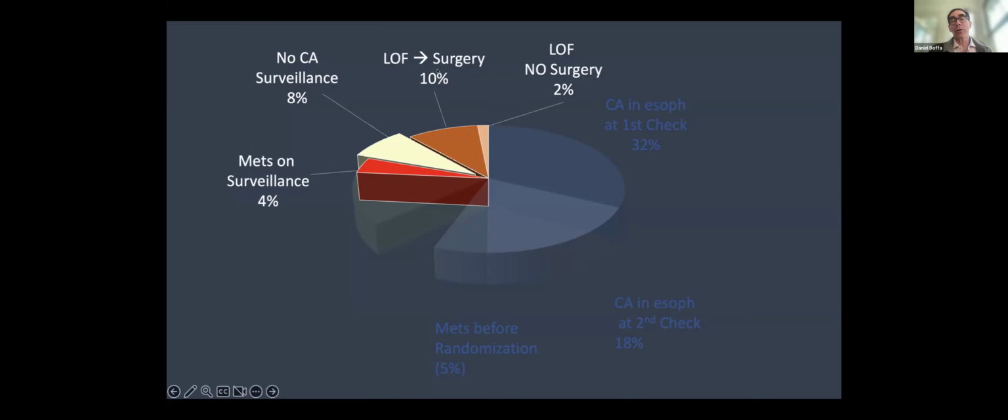Local only failure means they found the cancer in the esophagus, but nowhere else. That happened 12% of the time. 10% of them went on to surgery, while 2% did not. And then 8% of patients had no cancer in the 2 years of observation. They had no return of cancer.